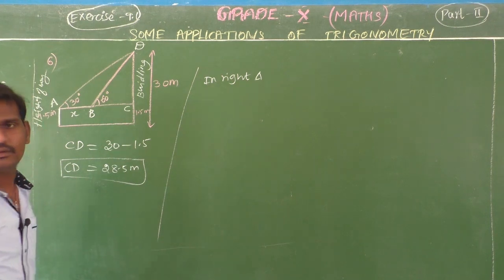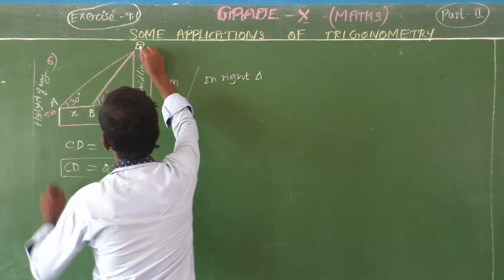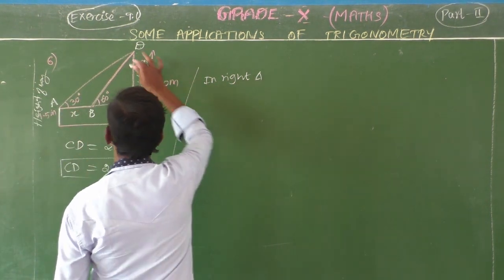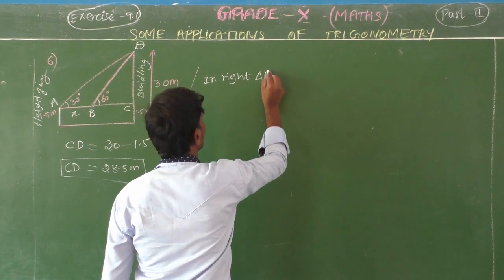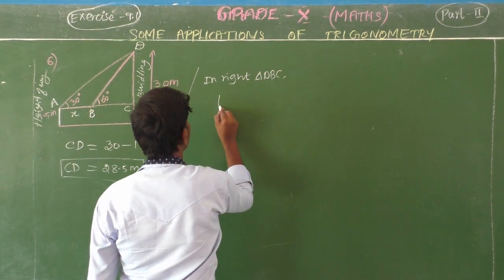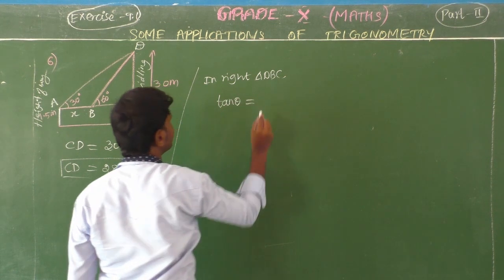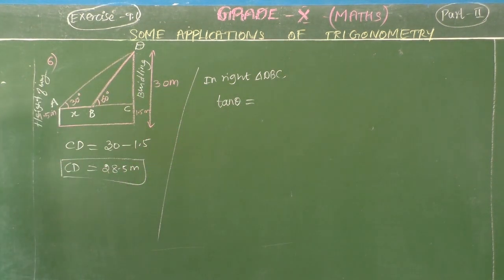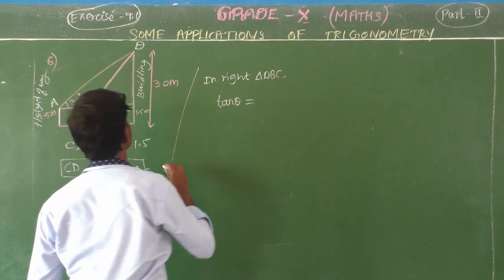Height of the boy. Okay, so right angle triangle DAC, or first DBC, the smaller one first. Take DBC. Here also I am going to take the same tan theta. Do you know the ratio for tan theta? Yes, opposite side divided by adjacent side.